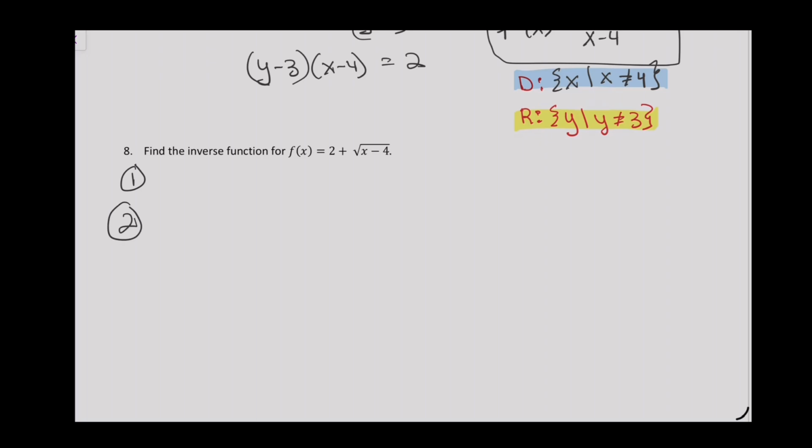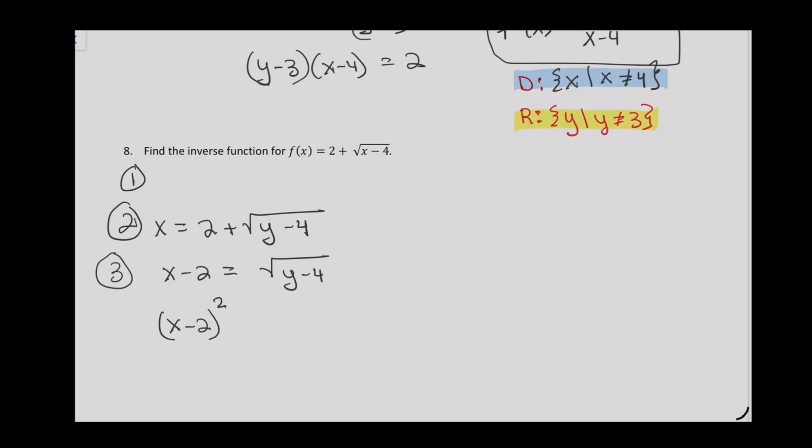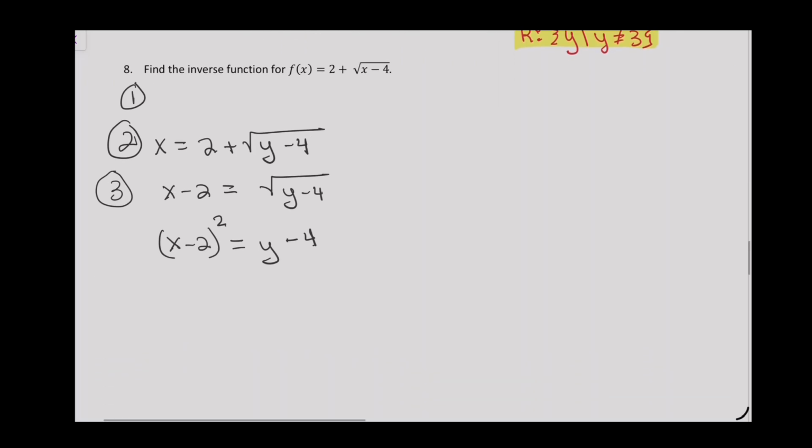2. We're going to interchange our x's and our y's. So this is going to look like x equals 2 plus the square root of y minus 4. And step 3 is to solve for your new y value. So I'm going to subtract 2, square each side. This presents a problem. All right, and then y minus 4, and then add 4. And I shouldn't say it presents a problem drastically. It's just we need to have a conversation about domain and range.